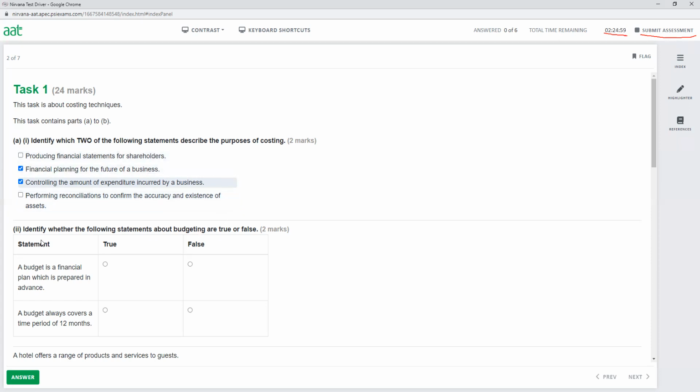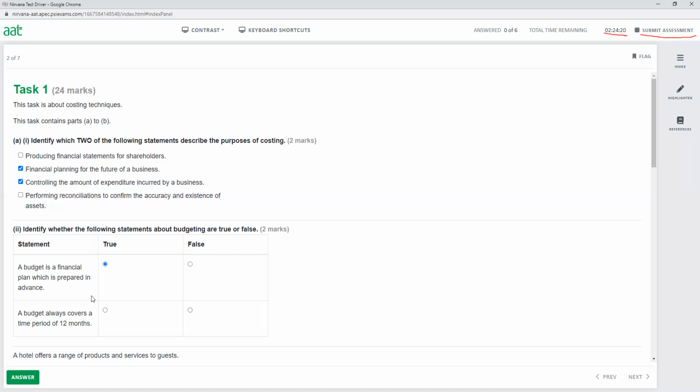The next one we have here: identify whether the following statements about budgeting are true or false. The first statement: a budget is a financial plan which is prepared in advance. This is absolutely true. For example, if we are planning to go on holiday, we need to know how much we are going to spend on accommodation, how much on travel, how much on food. All the planning we make in advance is called a budget. So a budget is a financial plan that we prepare in advance.